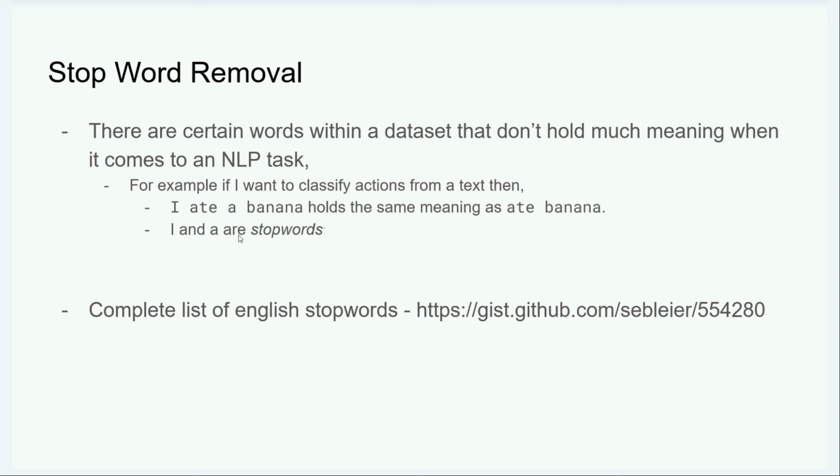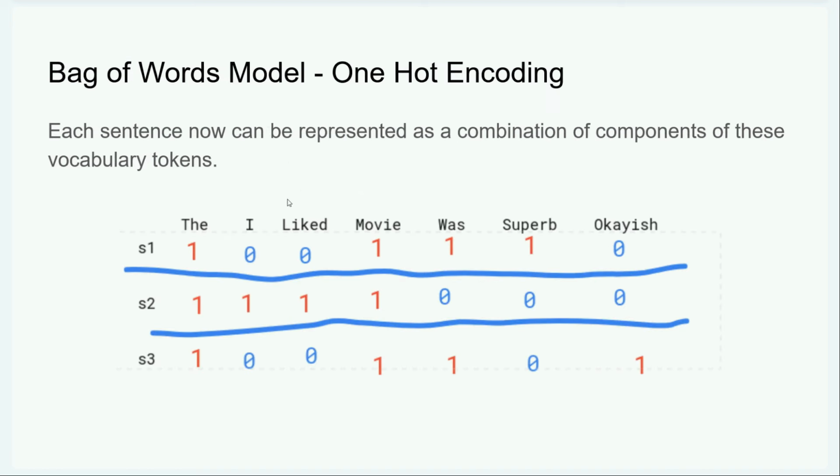And you'll see that most sentences contain these stop words. So what will happen when you remove them? Let's go back here. If I remove "I", "the", and "was" from this, I automatically reduce my vocabulary by half. So now the only words that remain are "liked", "movie", "superb", and "okay".